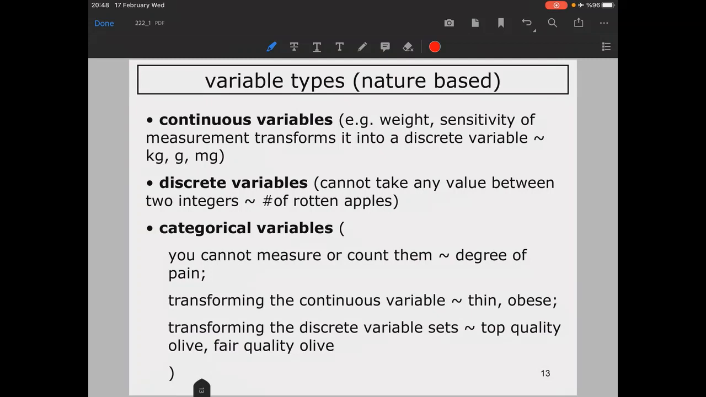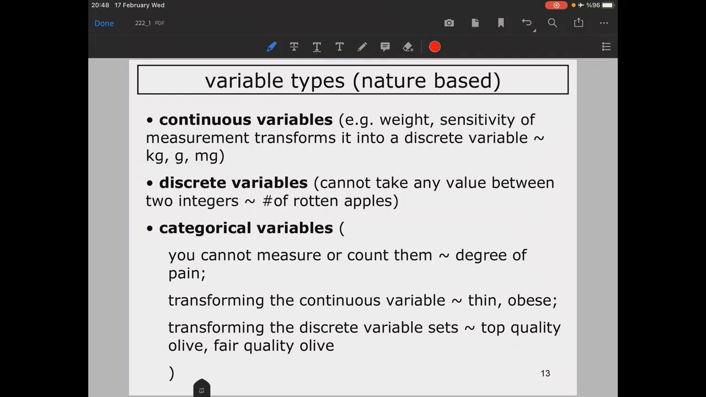So you can say that these are discrete variables. And there are also categorical variables, which are pretty interesting because you cannot measure or even count them. For example, the degree of pain. When you go to a hospital, the doctor asks you if you have, for example, stomach ache or headache, and the practitioner will ask you, can you tell me the degree of your pain?